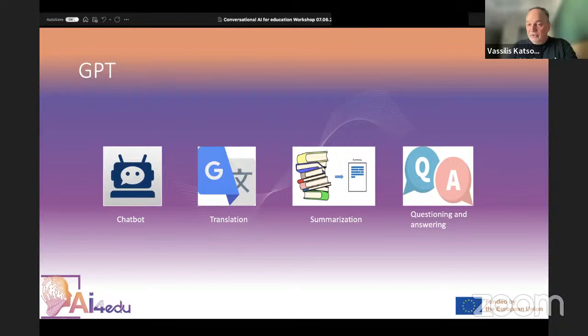Translation, summarization, question answering, and of course, interaction between human and computer. And in the interaction, you can understand that it's very important for computers to understand context and references that we make in human language by referring to named entities with pronouns and not with names. And from the history of the chat, the AI system is able to relate pronouns with the right named entity.